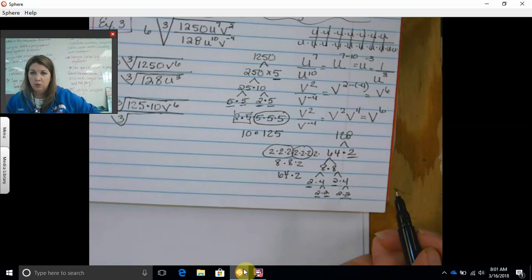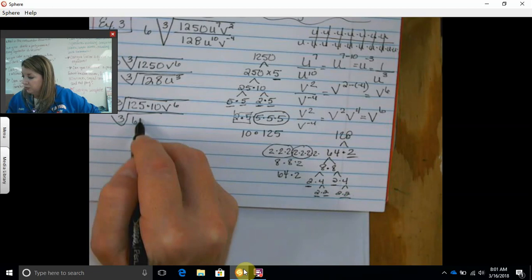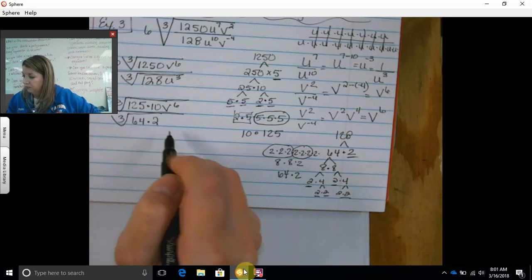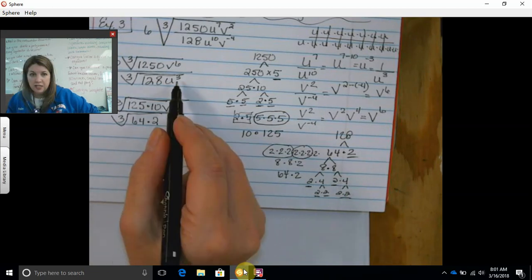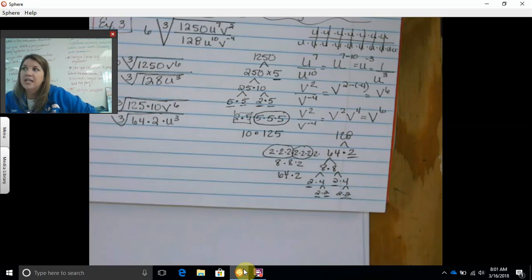Yeah. What's the cubed root of 64? 4. What's the square root of 64? 8. Different numbers. They're both perfect. One's perfect square, one's perfect cube. So I will rewrite 128 as 64 times 2. U cubed. Can I take the cubed root of that? Yeah. Now I haven't actually taken the cubed root of anything yet.